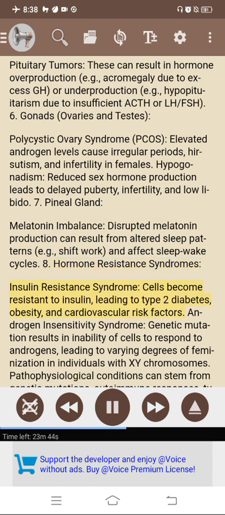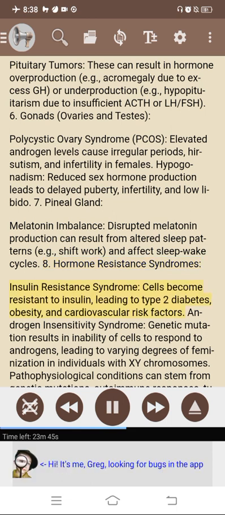8. Hormone resistance syndromes. Insulin resistance syndrome. Cells become resistant to insulin, leading to type 2 diabetes, obesity, and cardiovascular risk factors. Androgen insensitivity syndrome. Genetic mutation results in inability of cells to respond to androgens, leading to varying degrees of feminization in individuals with XY chromosomes.